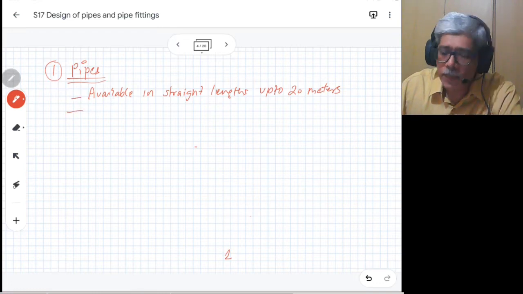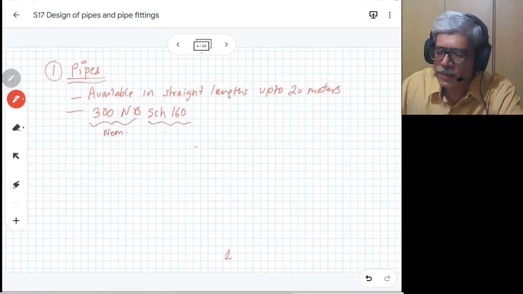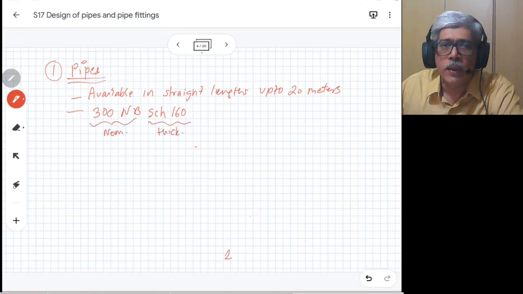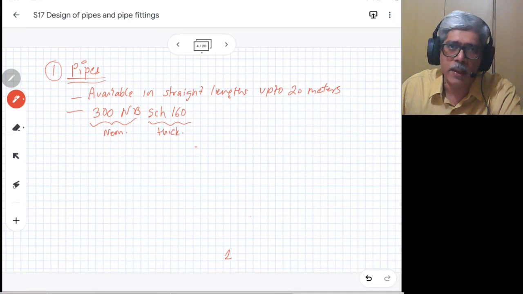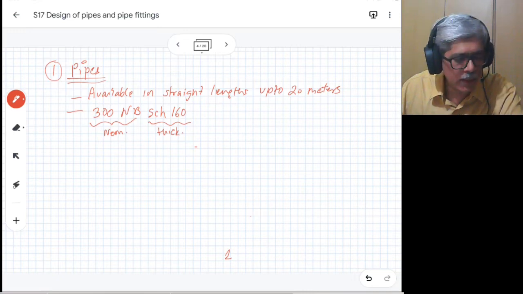The ordering of the pipes, as you know, is typically in terms of the size and the schedule. You have already seen that in the process plant design. So a typical pipe would be given as 300 NB, which is its nominal bore size, and schedule, for example, 160. So this is the nominal size of the pipe, and this represents the thickness of the pipe. So that is the way the pipes are designated. We have already seen that in the previous portion, so I'm not discussing that here now.